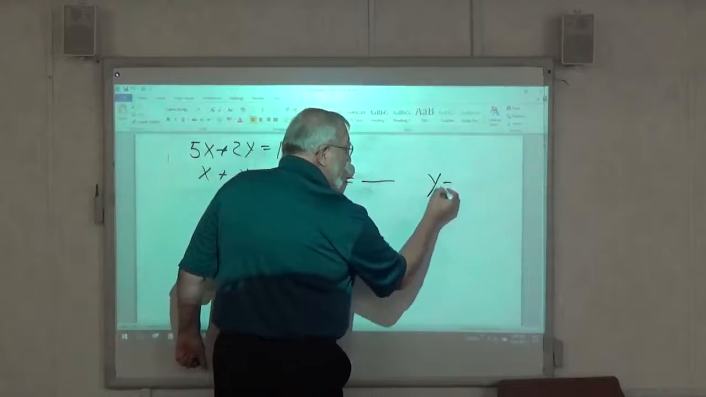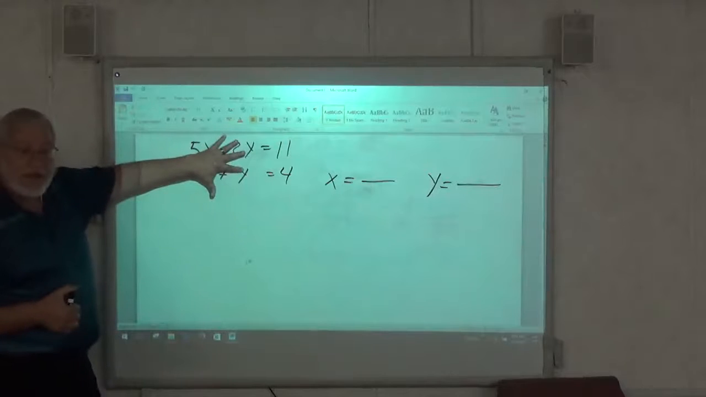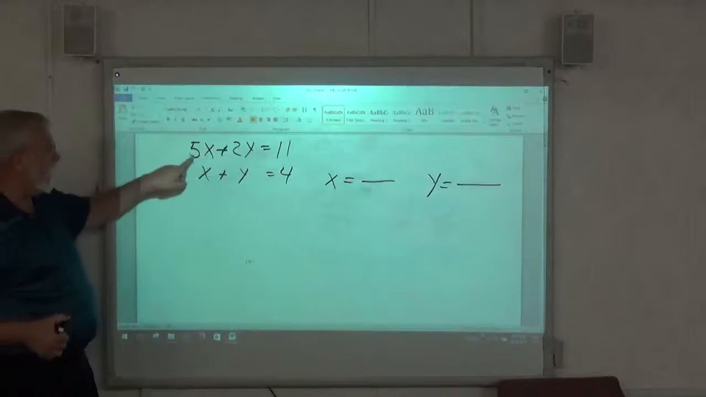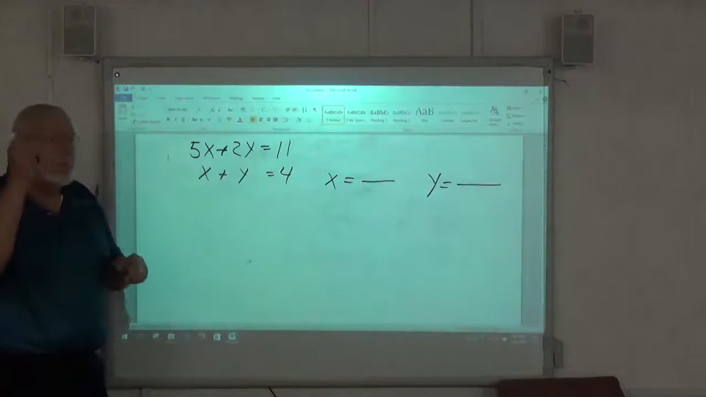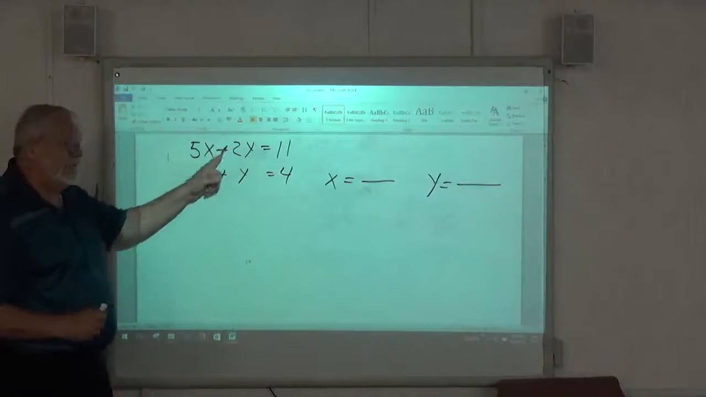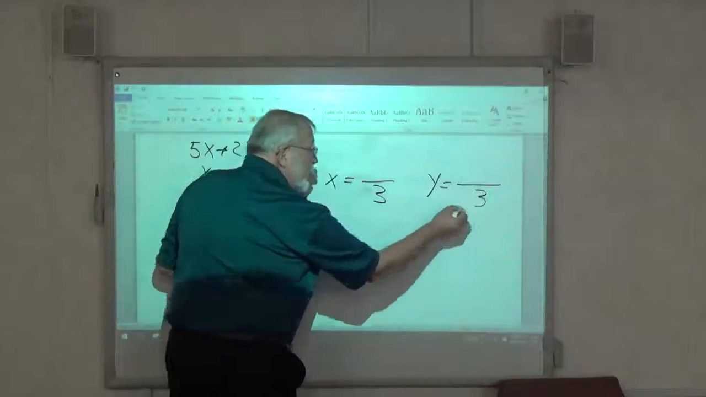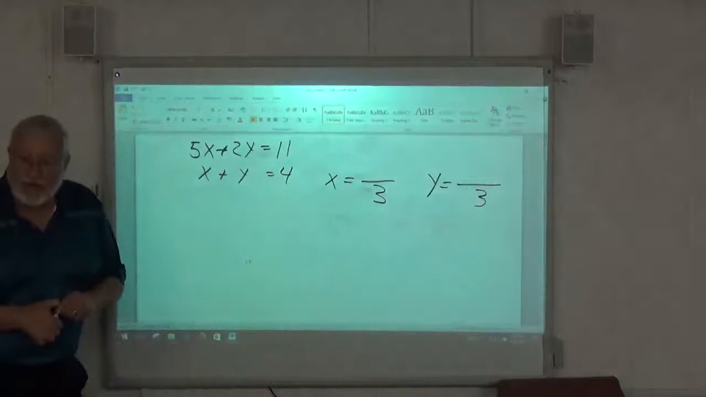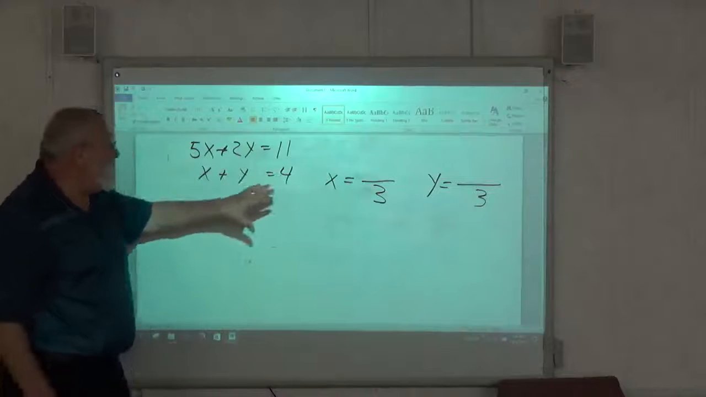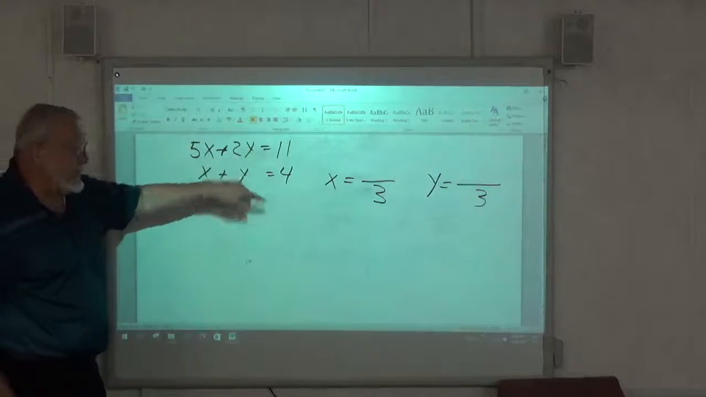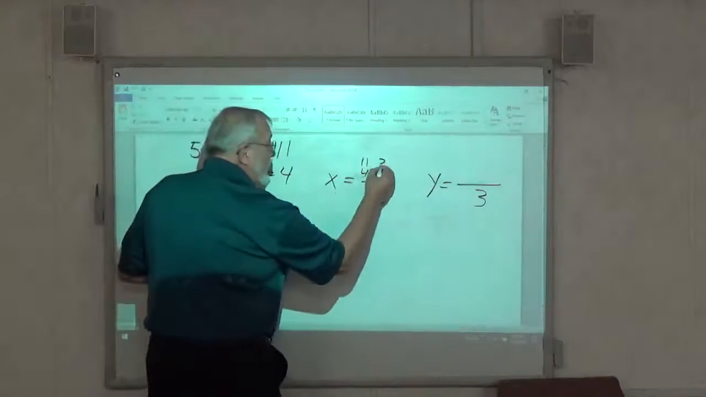How do you find the denominator? I've already told you. You take these right here and find the determinant. So it's 5 times 1, which is 5, minus 2. So that makes a denominator of 3. All right? We're a third of the way done. Now, to find the x, I have to replace these two with 11 and 4. I find it easier to just rewrite it.